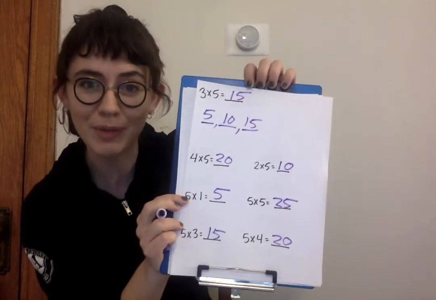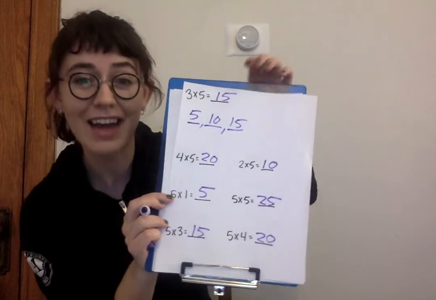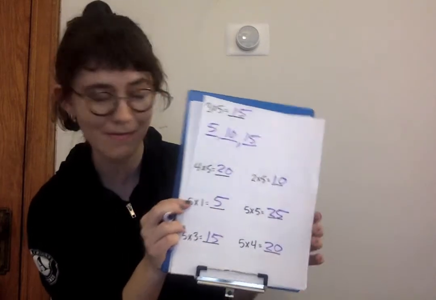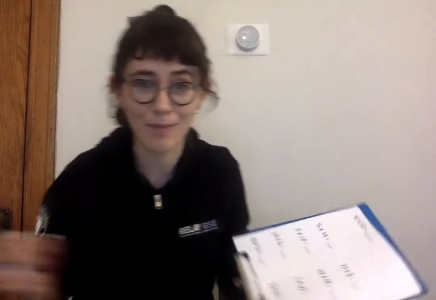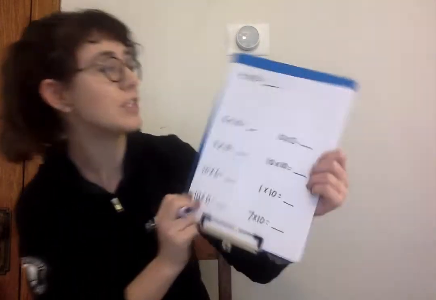We're going to start multiplying by 10s today. And it's kind of similar to multiplying by 5s because when I multiply by 10s, I count by 10. Just like when I multiply by 5s, I count by 5. And you guys, if you know how to skip count by 10s, multiplying by 10s is going to be super easy. So let me show you what I mean.